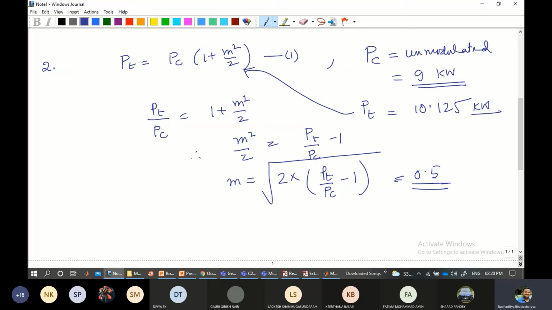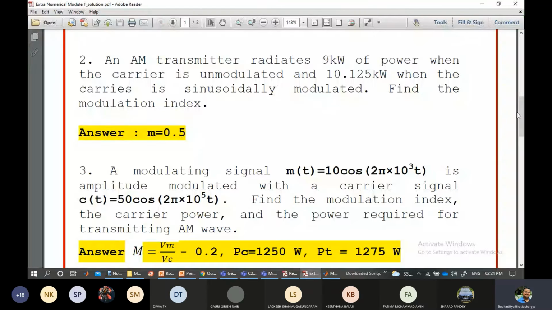Okay, especially concerning these power equations. We have also done some questions when we studied the concept, so you can add those numericals along with it. But remember this term: unmodulated means it's the carrier power. Because if you are not getting it correctly, what you might end up doing is mentioning the total power as 9 kilowatt and the modulated as 10.125. So it will be completely wrong. All right. So that is the second question, a very simple one.